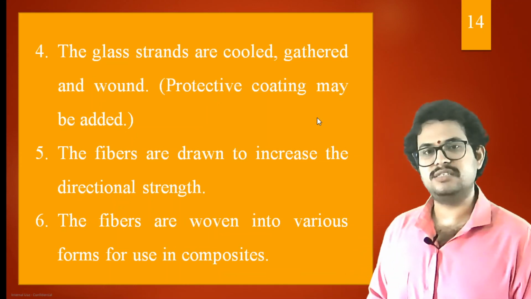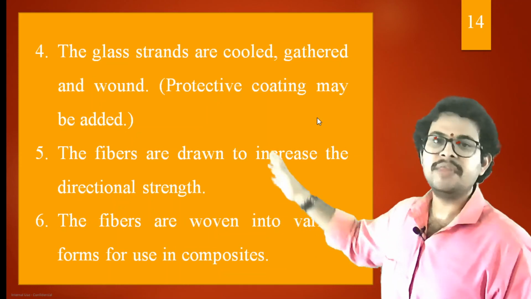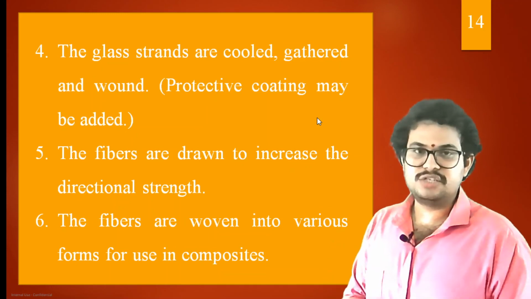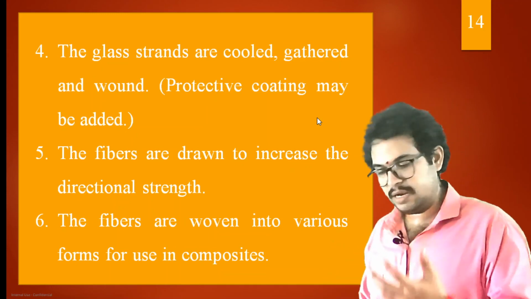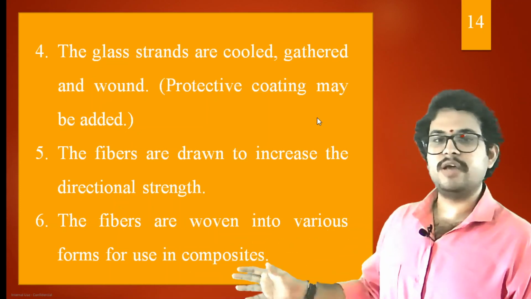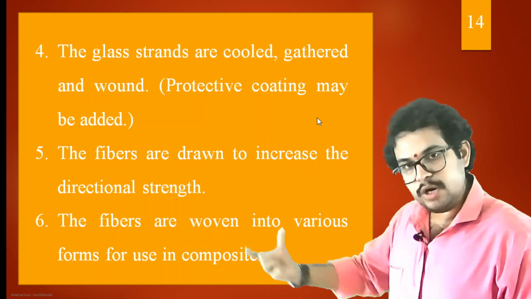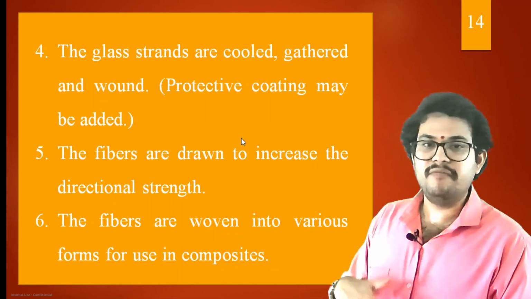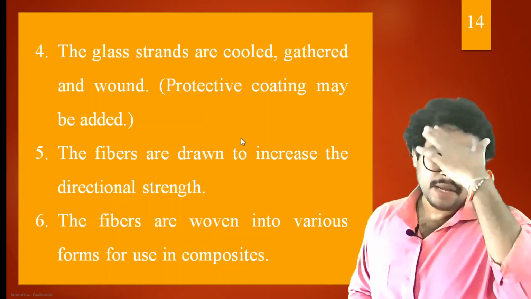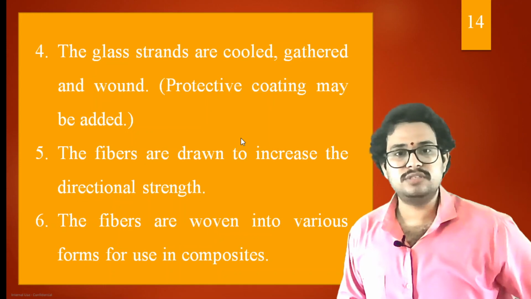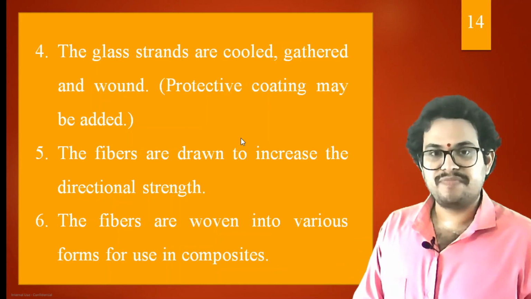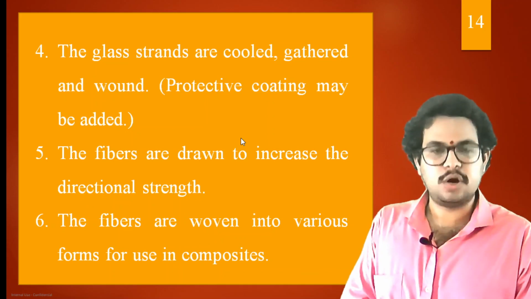After that protective coating, the fibers gain directional strengths, depending on the direction in which we draw them. Those fibers will either be wound onto a creel, or be directly woven into various forms, which form fabrics. So as I said in the previous classes, we can use fibers directly from the creel, or we can also use fabrics in order to prepare a composite laminate.